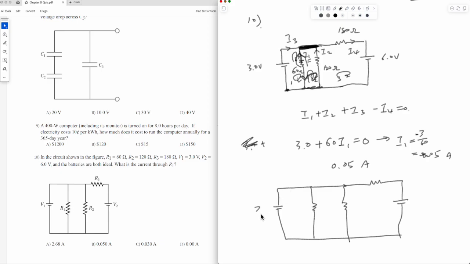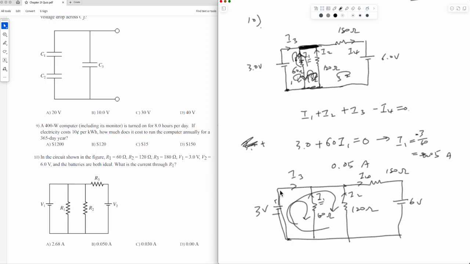Okay, so this is 3 volts, 6 volts, 180 ohm, 120 ohm, and this is the 60 ohm. I consider this I1, I2, I3, and I4. Looking for I1, I use this loop. Just one loop, we figure out I1. Same thing here, you can figure out I2; the convenient one is to use this loop.